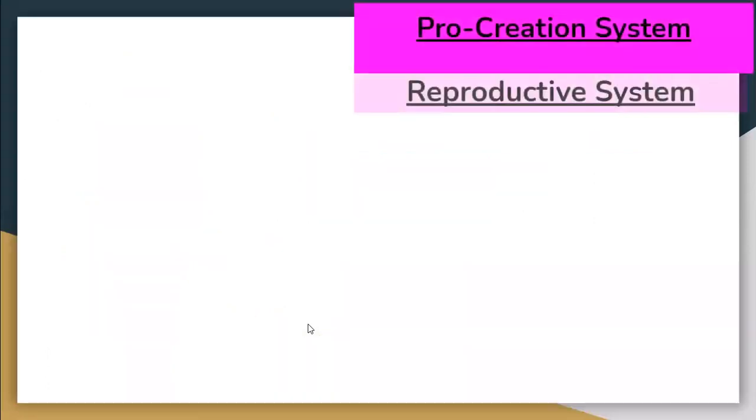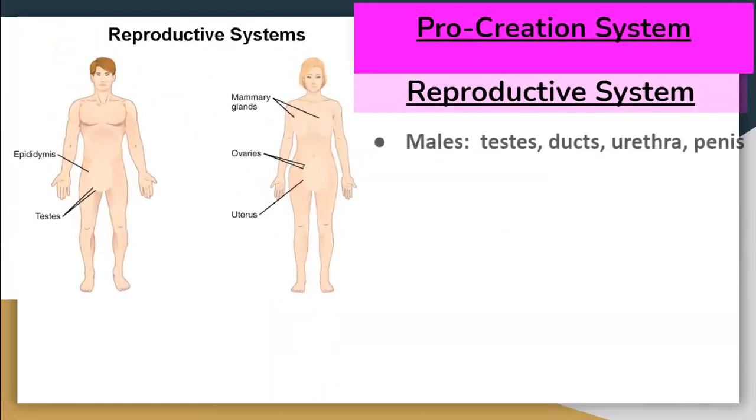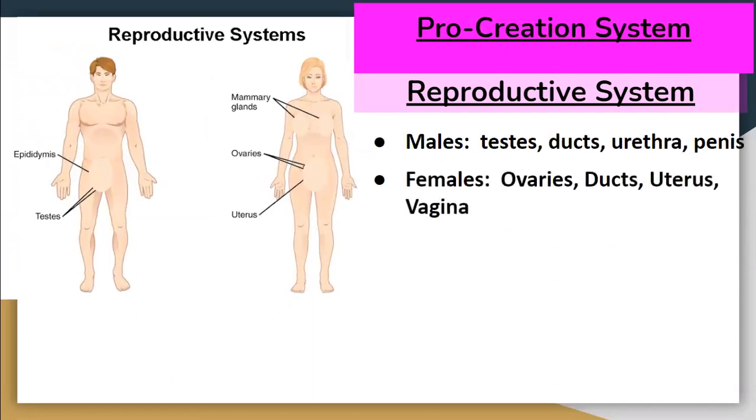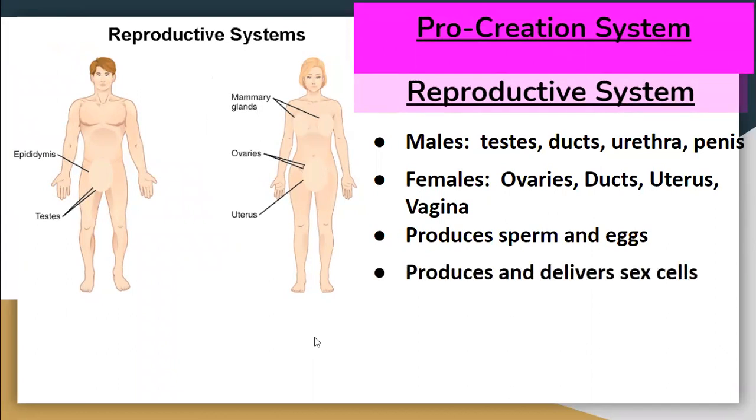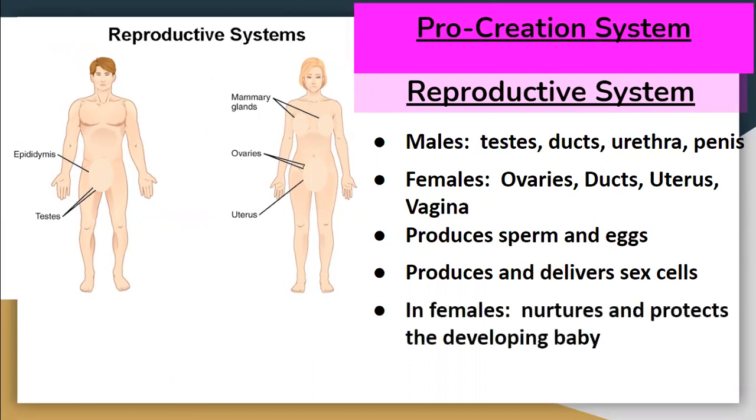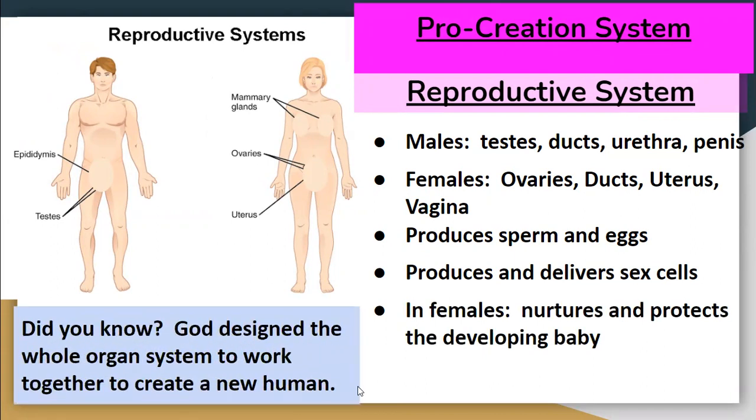Then we have the procreation system, also known as the reproductive system. For males, you have testes, ducts, urethra, and the penis. For females, you have the ovaries, the ducts, the uterus, and the vagina. They produce sperm and/or eggs. The males produce the sperm, the females produce the eggs. This reproductive system produces and delivers sex cells. In females, it also nurtures and protects the developing baby. And did you know that God designed the whole organ system to work together to create a new human?